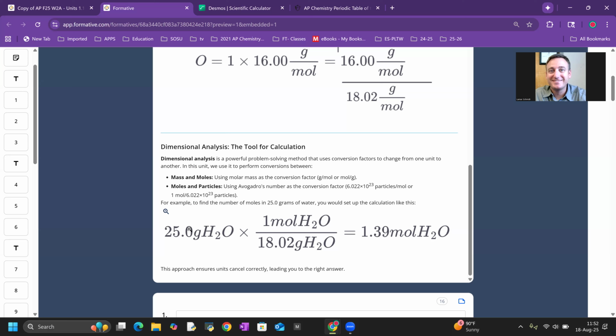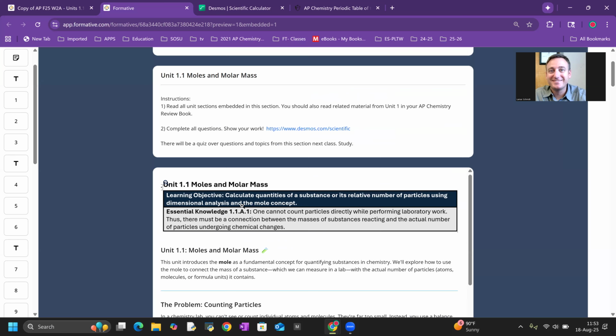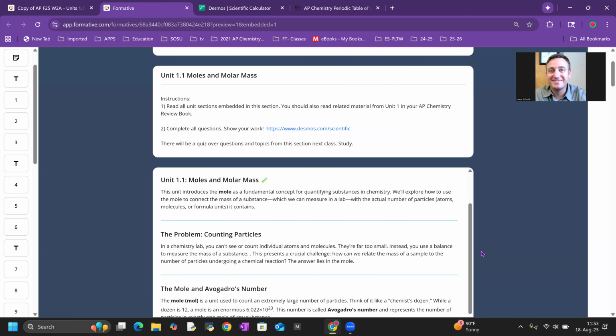We notice we start with a given unit, which is 25 grams. We use the molar mass as a conversion factor to convert from grams to moles. And so we get this molar mass, as we saw here. We see that 18.02 grams is equal to 1 mole, and now we can convert to moles. So 25 divided by 18.02, we land at 1.39 moles of water. And so this is using dimensional analysis. It is required and is part of our standard, right? Again, using dimensional analysis and the mole concept.